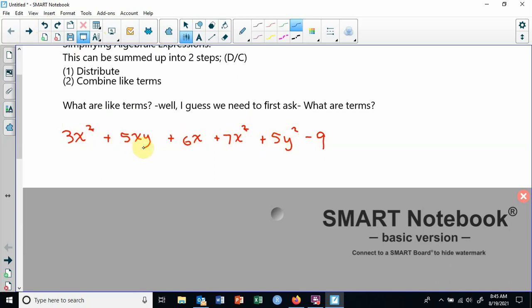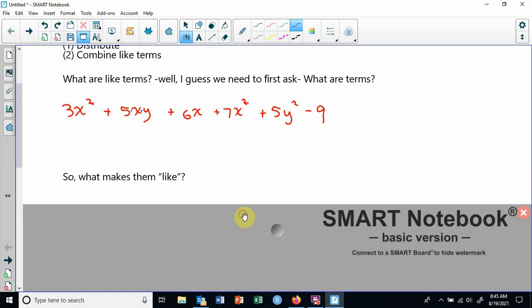Now, the glue that holds pieces of a term: this one has a 5, an x, and a y. There's understood to be multiplications in between here. Multiplications hold together the pieces of a term. So 5xy is all one term. It's made up of 3 pieces, but it's all one term. So these are terms.